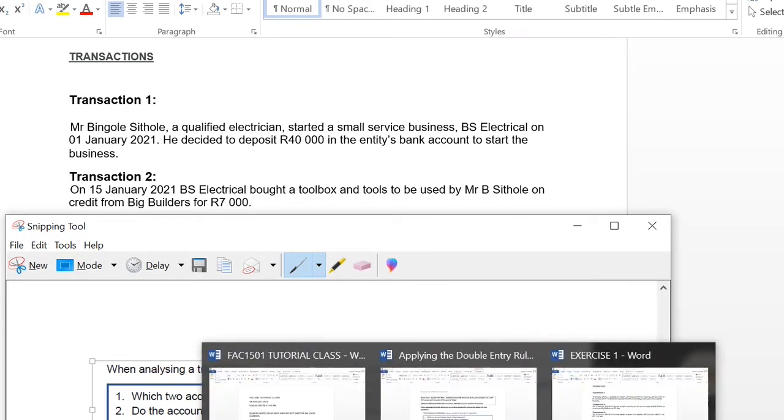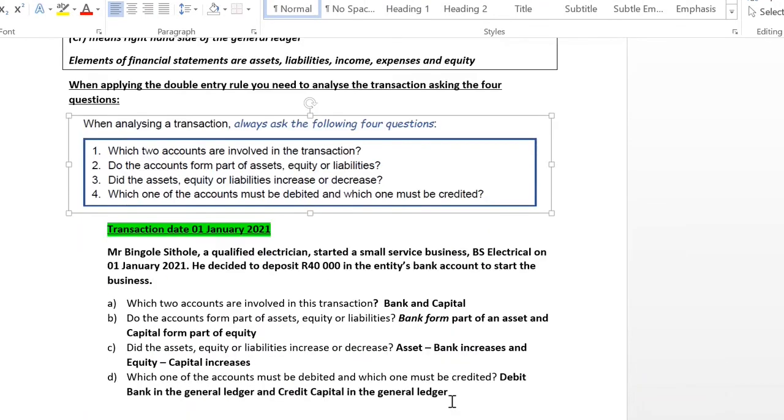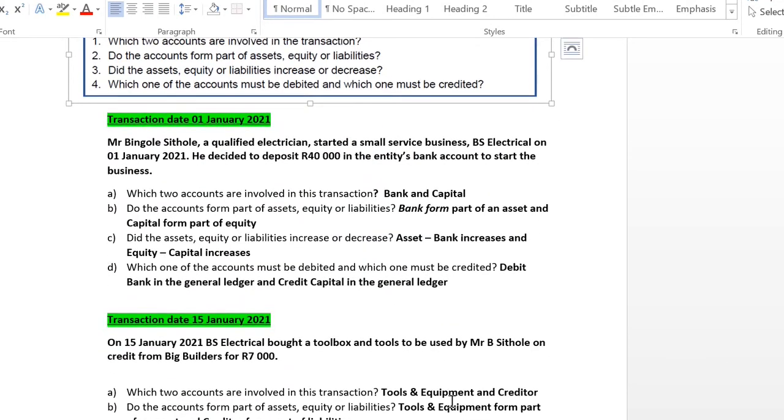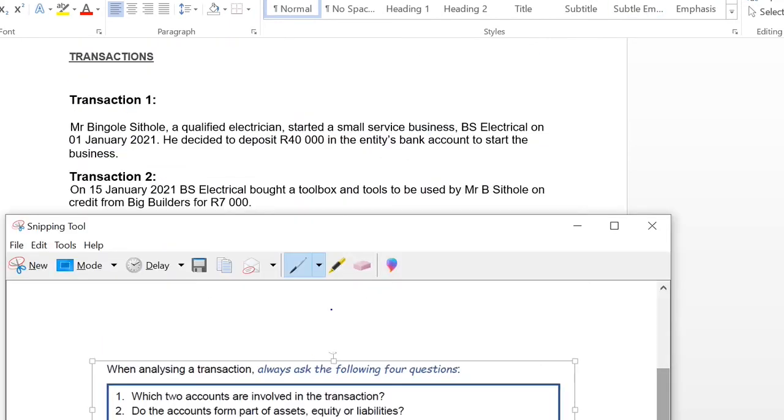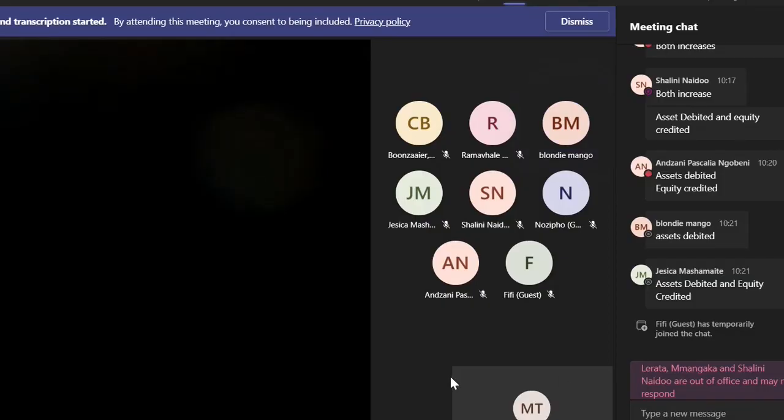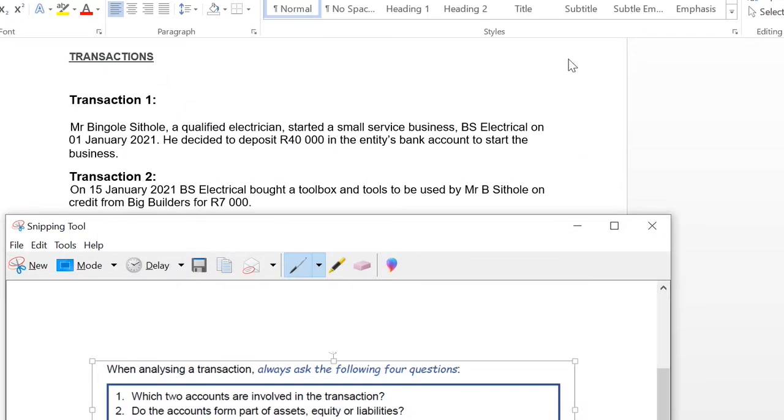I'm not so sure about it, but I think the bank and Big Builders, which is a creditor. Okay, so you're saying two accounts are bank and the creditor, which is Big Builders. Okay, so you're saying bank and creditor. Guys, please, Blondie, it's saying it's bank and creditor. What do you think? So I'm going to just repeat what I said.